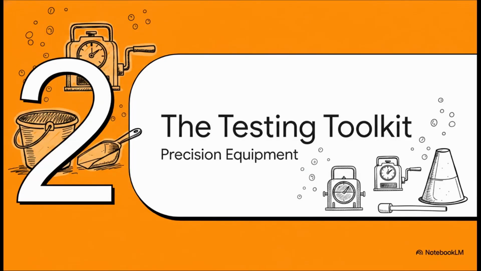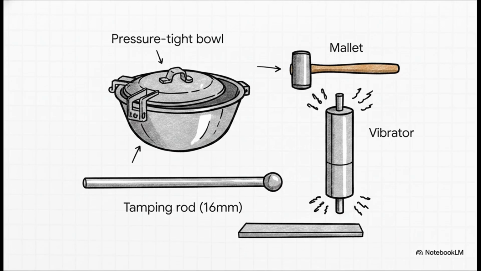Moving right along to Section 2, the testing toolkit. You can't perform a test of this magnitude with just a bucket and a stick. What is truly fascinating here is the sheer specificity of the tools required by the standard to get this high-stakes job done right. First, we need a pressure-tight measuring bowl and cover assembly that absolutely won't expand under force.